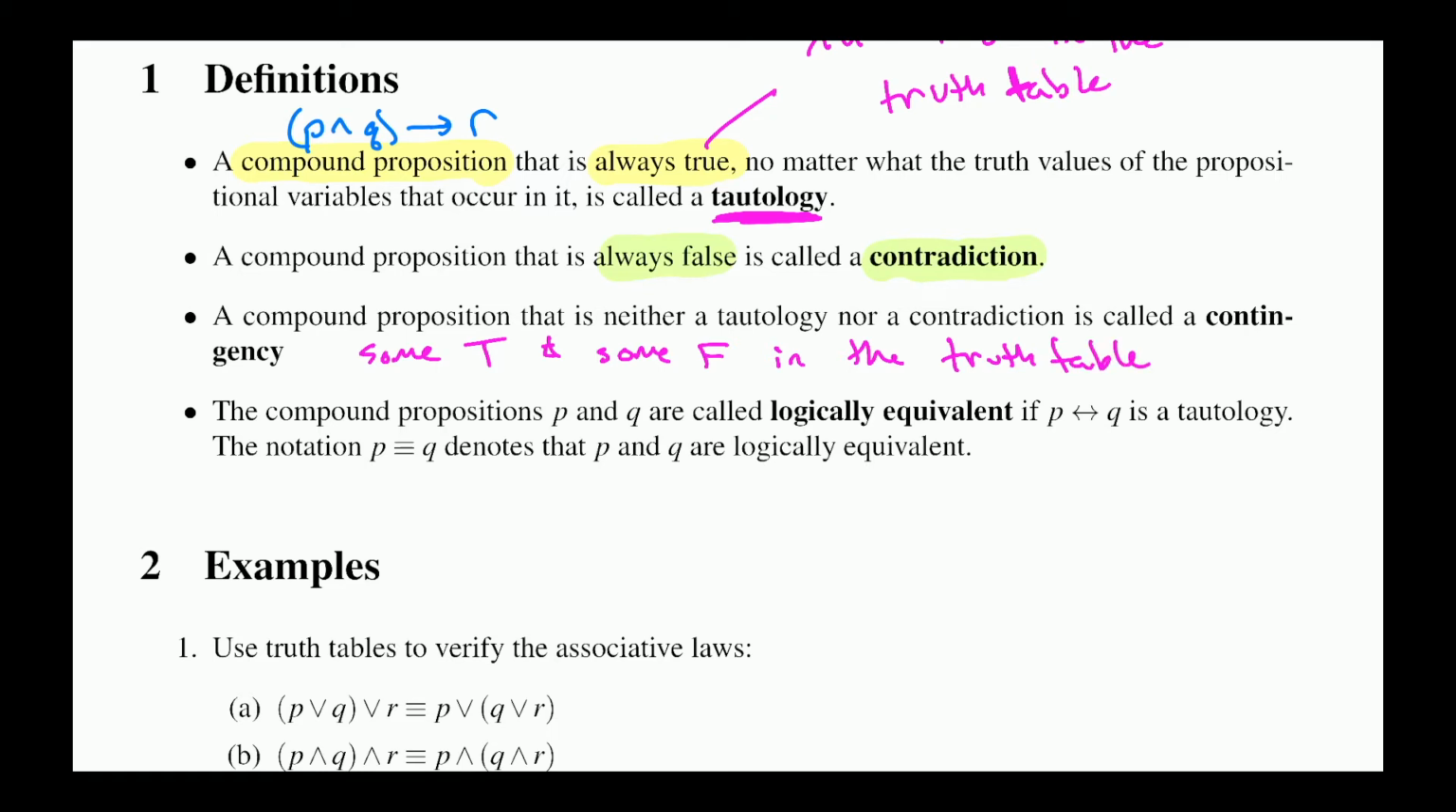Okay? And so we know what a tautology is, we know what a contradiction is, and now we know what a contingency is. Now, almost nobody is going to be asking you about contingencies. We're going to be interested mostly in tautologies.